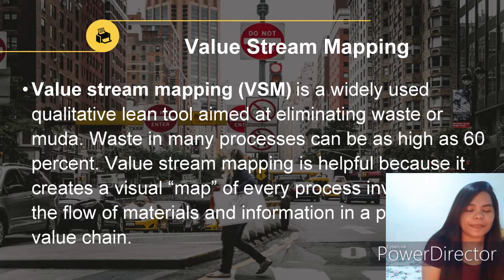Value stream mapping. Value stream mapping, or VSM, is a widely used qualitative lean tool aimed at eliminating waste, or muda. Waste in many processes can be as high as 60%. Value stream mapping is helpful because it creates a visual map of every process involved in the flow of materials and information in a product's value chain. It is a map that can be helpful to know the progress in the product's value chain.